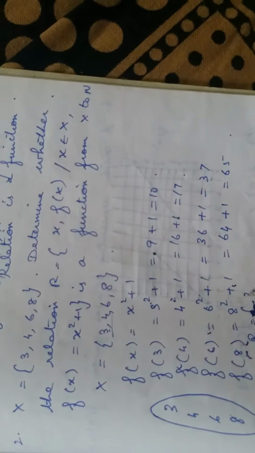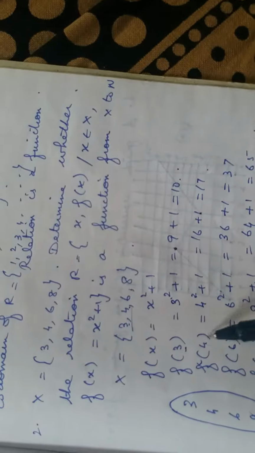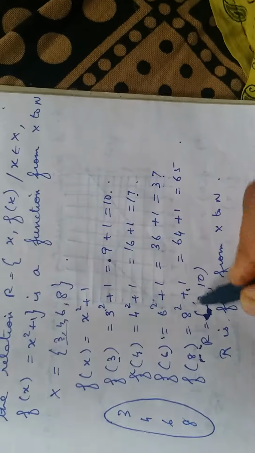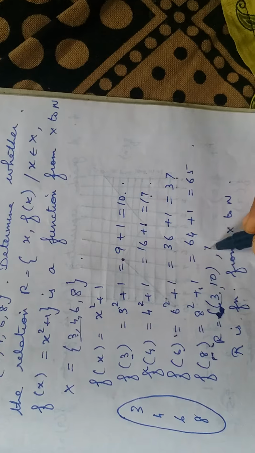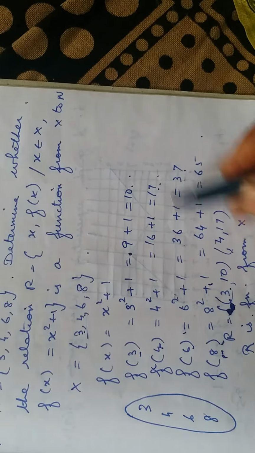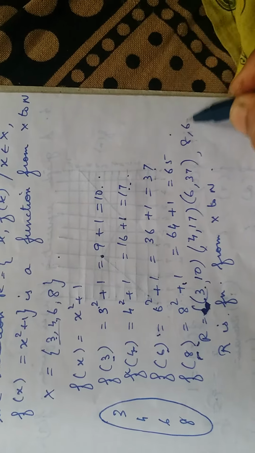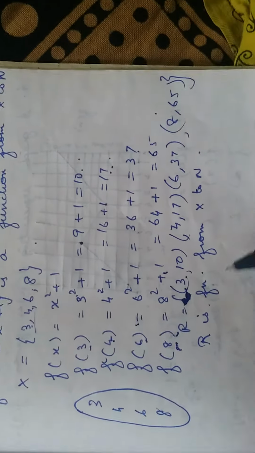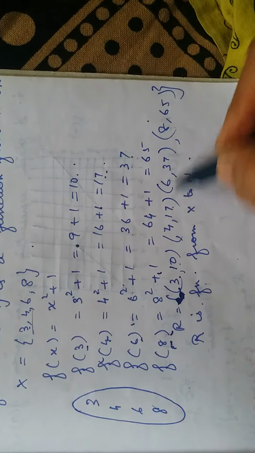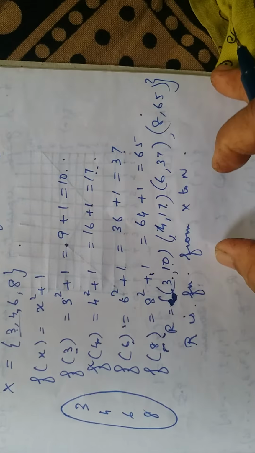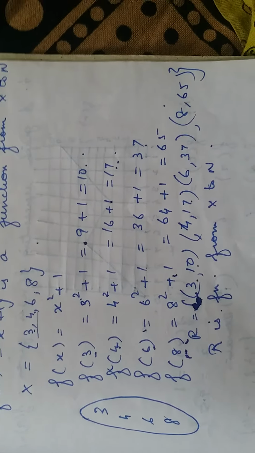So what is your range? When you substitute for 3 you get 10, for 4 you get 17, for 6 you get 37, for 8 you get 65. So R = {(3, 10), (4, 17), (6, 37), (8, 65)}. R is a function from X to N because these are all natural numbers. R is a function from X to N because all are natural numbers.